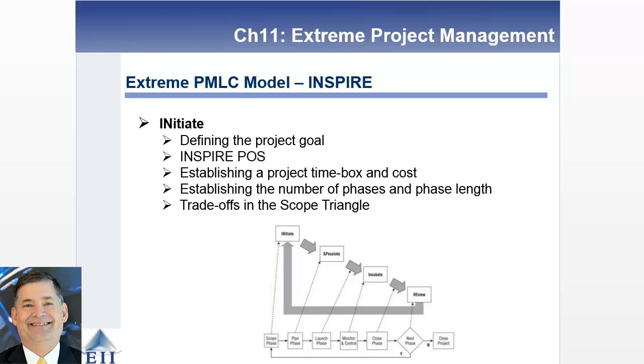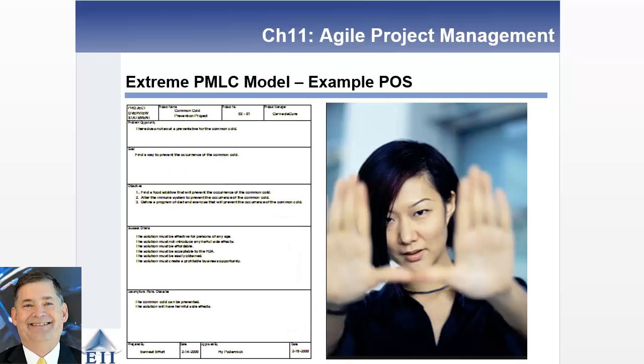And so during this initiate phase, you're going to look at what is your goal, write out a project overview statement, look at your time box and cost box. In other words, you're doing estimates around this. And then how many phases you're going to have, what those lengths are going to be, and where you're going to make trade-offs in your scope triangle. Once you've done this, you're going to generate a project overview statement. And again, it's going to be a lot of white space in this because there are so many unknowns associated with extreme project management. In this case, you don't know the goal, you don't know the solution, you're going to have to learn those as you're working along.